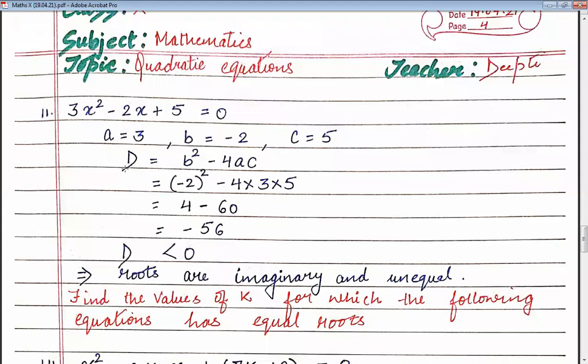Now children, in this question, we have 3x square minus 2x plus 5 is equal to 0.